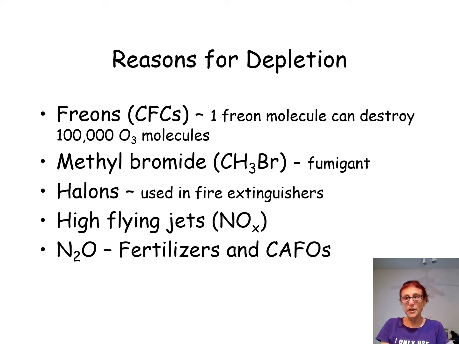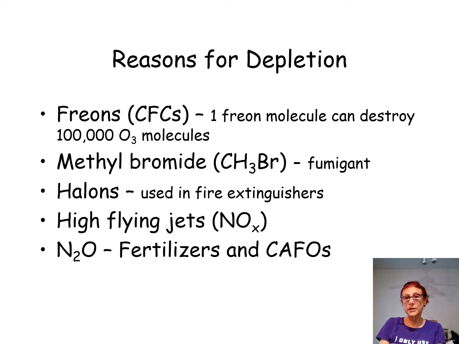So where were they used? They were used as refrigerants. They were used as the propellant in spray cans and aerosols. They were used as the blowing agent to produce things like styrofoam. They were used as cleaning solvents for printed circuit boards because of the fact that they were inert. Methyl bromide is a fumigant used in agriculture, so it's a soil fumigant. Halons were used in fire extinguishers.